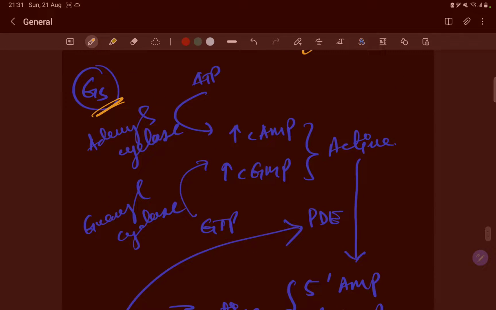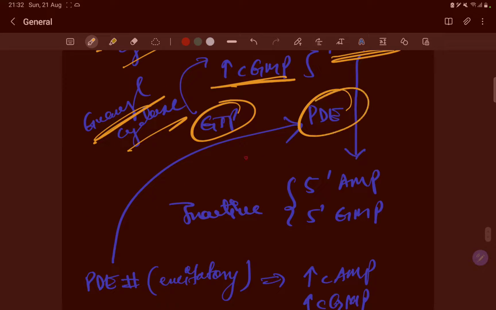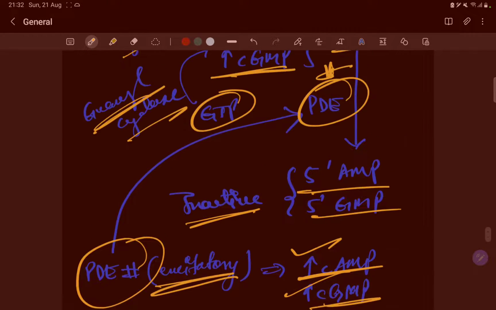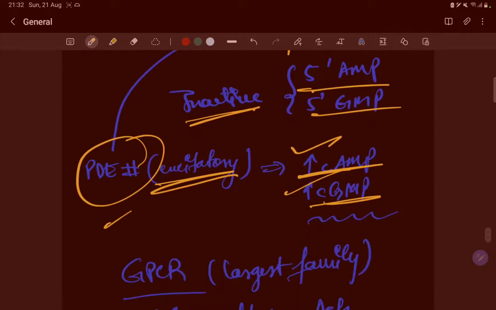Now what will happen in the GS adenyl cyclase? ATP will be converted into cyclic AMP, and guanyl cyclase will convert GTP into cyclic GMP. Now these are all active. They will be degraded by the PDE, phosphodiesterase enzyme, to convert into inactive forms 5' AMP and 5' GMP. Now there are PDE-5 inhibitors which are excitatory, right? Like sildenafil. They are excitatory because they increase the cyclic AMP and cyclic GMP levels. It will not be able to metabolize this cyclic AMP and cyclic GMP.